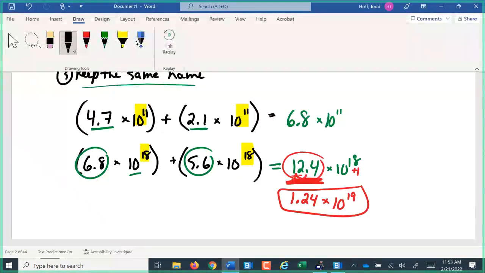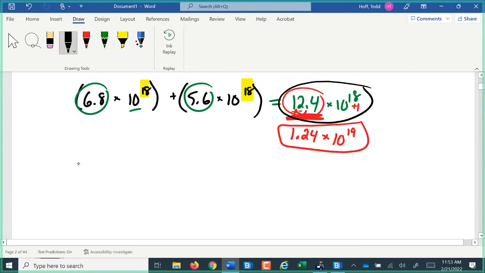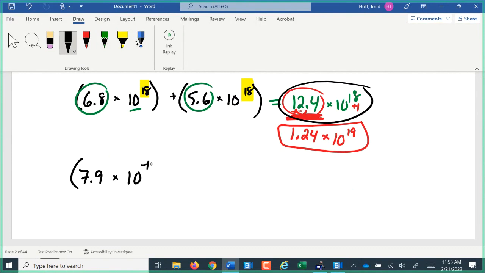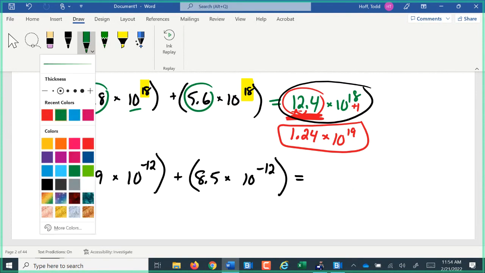Hopefully it's something you guys already have a pretty good grasp of, but I want to emphasize this again. Every power of 10, increasing it by 1 or decreasing it by 1, is a place value. So it's moving the decimal point one spot. Now this task up here, we do have to be a little careful with that. We deal with something like this. 7.9 times 10 to the negative 12 plus 8.5 times 10 to the negative 12. We have the same power of 10.